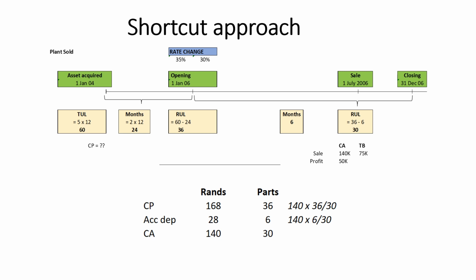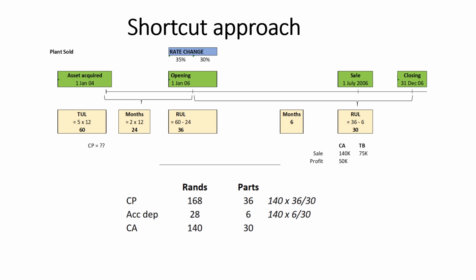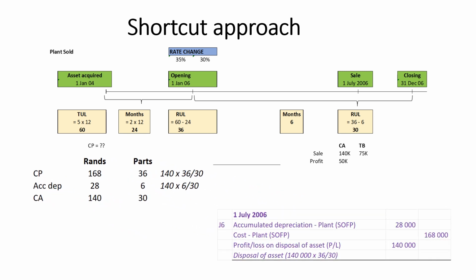You now need to journalize this now that you have the values. Your journal will simply be debit accumulated depreciation of 28,000, since you are derecognizing your accumulated depreciation. Since you are derecognizing a cost, you credit your cost by 168. Your profit or loss on disposal of 140 is what's given to you.